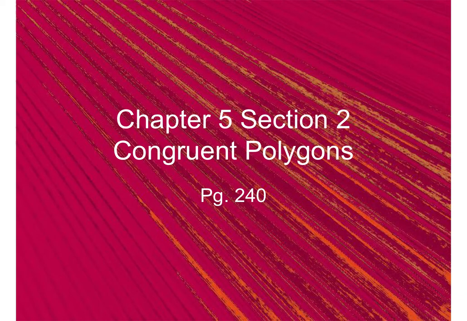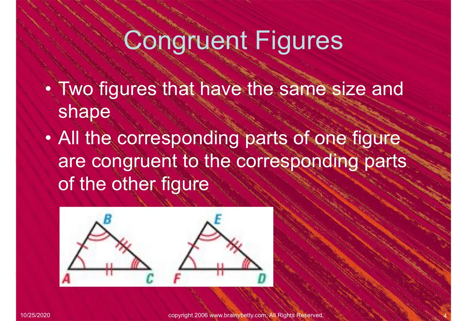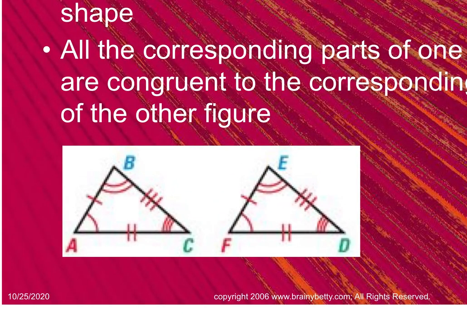Right, so chapter 5, section 2, congruent polygons, okay? Congruent figures are two figures that have the same size and shape. All the corresponding parts of one figure are congruent to the corresponding parts of the other figure. In order to call two figures congruent, every single thing about them needs to be the same. So notice there's an angle that matches for each of these for all three. There's a side that matches for each of these for all three sides. Okay, so those two triangles are congruent because all of their parts are congruent.